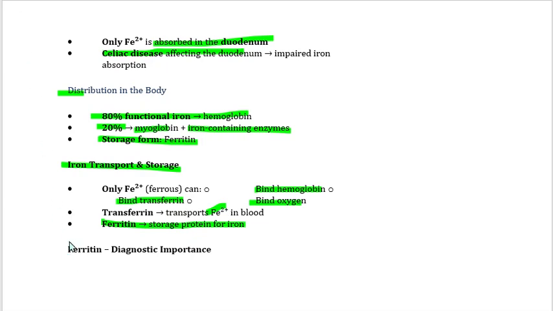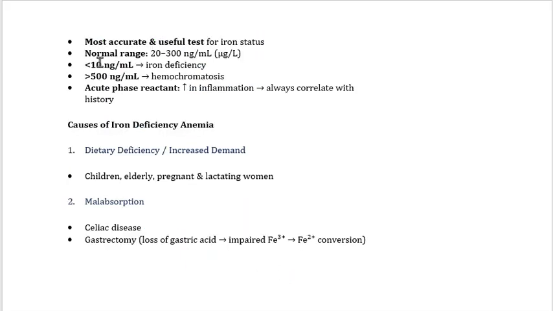Now we will see what is the diagnostic importance of ferritin in microcytic anemia. It is the most accurate and most useful test for iron status. Normal range is 20 to 300 nanogram per ml. If it is less than 10 nanogram per ml, then there is iron deficiency, and if it is greater than 500 nanogram per ml, then there is hemochromatosis, which means there is iron overload.